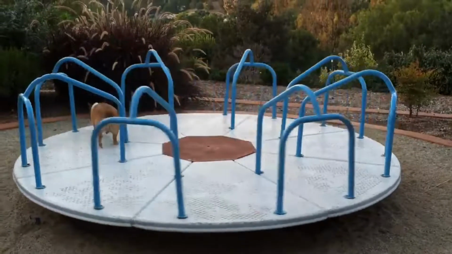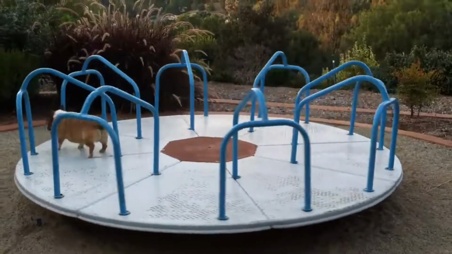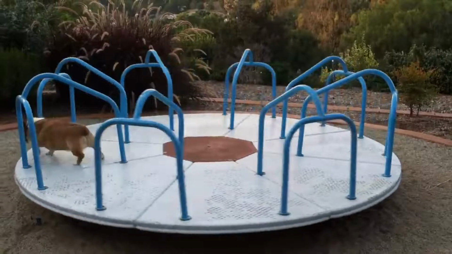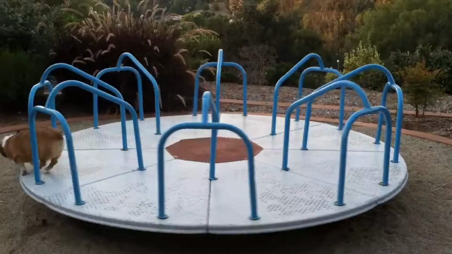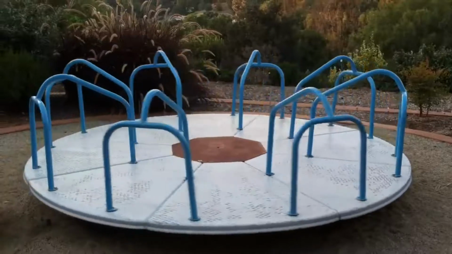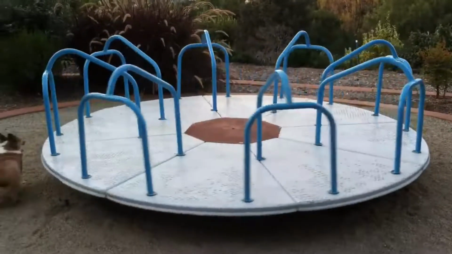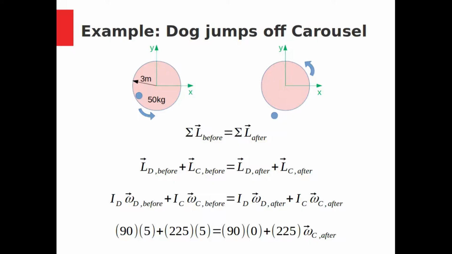Suppose the dog is at the rim of the carousel. Remember, the dog is 10 kilograms and the radius is 3 meters. And the carousel is rotating at 5 radians per second. The dog then jumps off, landing at rest. What is the angular velocity of the carousel after the dog jumps off?